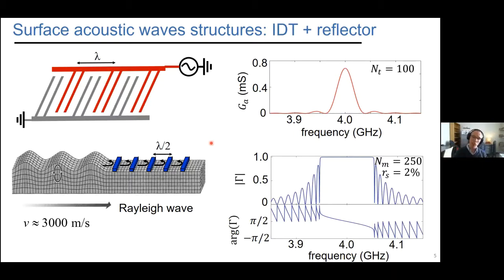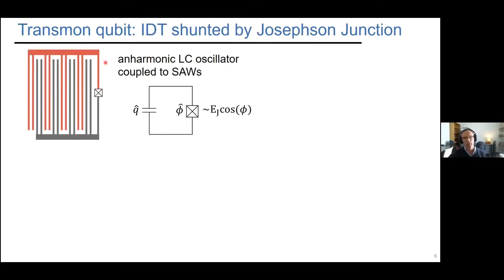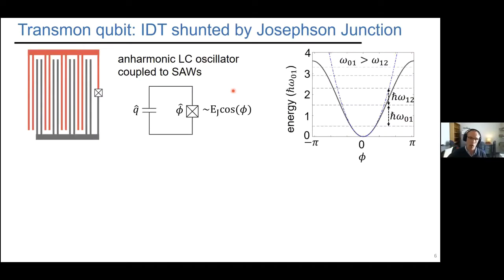So these are how you build classical acoustic structures, including cavities. You can imagine making a cavity by having two mirrors face each other. But if you want to do quantum acoustics, we need some source of nonlinearity. And we achieve that quite simply by taking one of these transducers and shunting it by a Josephson junction. This gives you an anharmonic LC oscillator. This gives you a transmon qubit, basically. You can model it as a flux particle in its cosine potential.